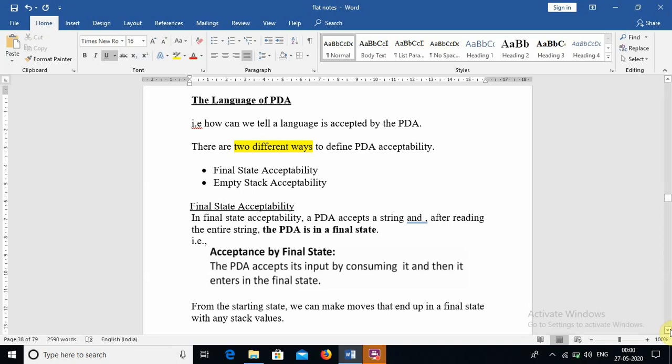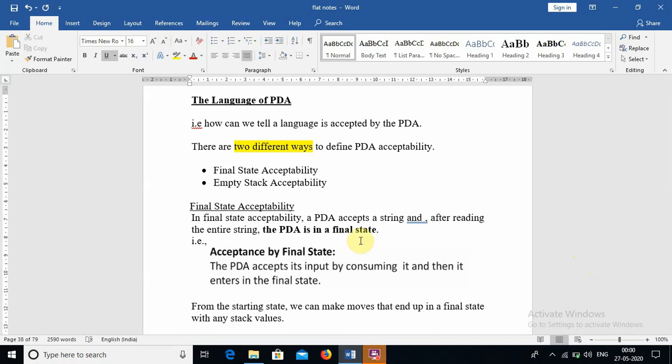Hi everyone. The next topic is the language of PDA. So the language of PDA is nothing but, how we can tell a language is accepted by a PDA. So what is a PDA actually? It is a machine. So it accepts a grammar, a CFG. So now the language from the CFG, how can a PDA accept it?